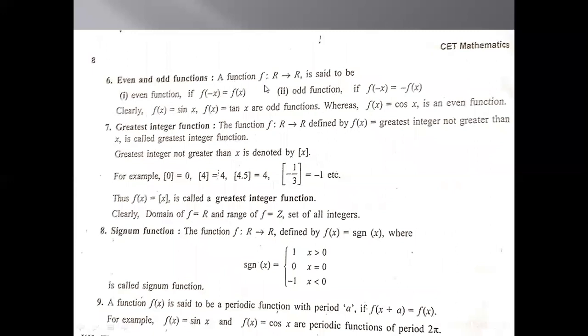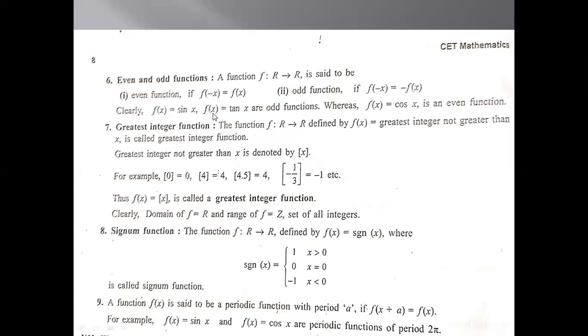Next, even and odd functions. Very important one. A function f: R to R is said to be an even function if f of minus x is equal to f of x, and an odd function if f of minus x is equal to minus f of x. Clearly, f of x is equal to sin x and f of x is equal to tan x are odd functions, because if you put minus x in place of x, f of minus x is equal to sin of minus x, which is minus sin x. You get the negative function, therefore it is an odd function. Same for tan x also.